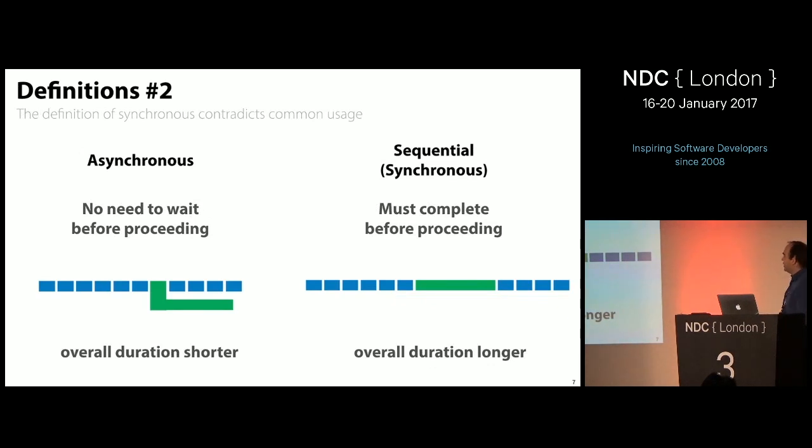So asynchronous versus sequential, or synchronous. Asynchronous means that we don't need to wait before proceeding. We can get on with something else while we're waiting for a task to complete. Whereas synchronous or sequential means that we must complete a unit of work before we can move on to the next thing. So, of course, the overall duration of work in the sequential situation tends to be longer. I find it interesting that the word synchronous in this use is completely contradictory to the word synchronous in everyday language use. If something is synchronous in the rest of the world, that means at the same time, and we use it with the opposite sense here.